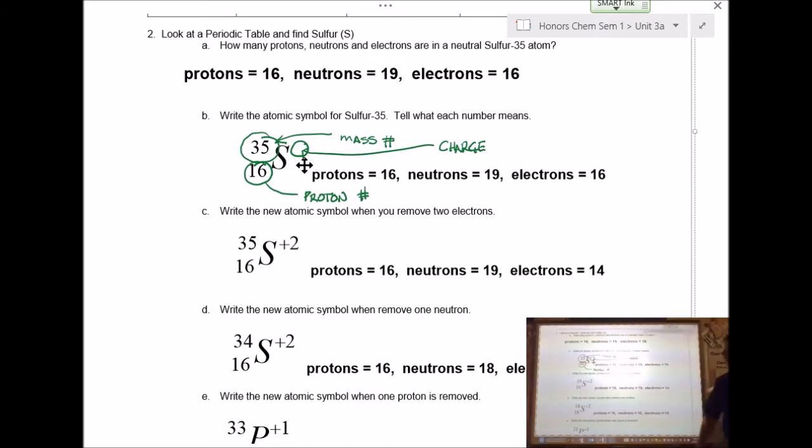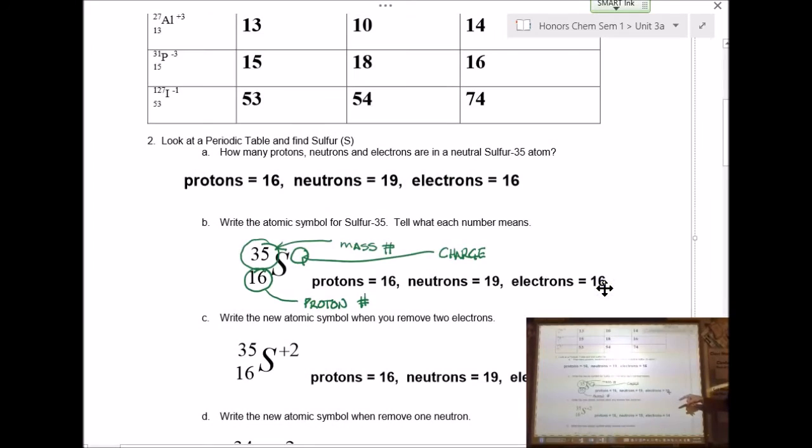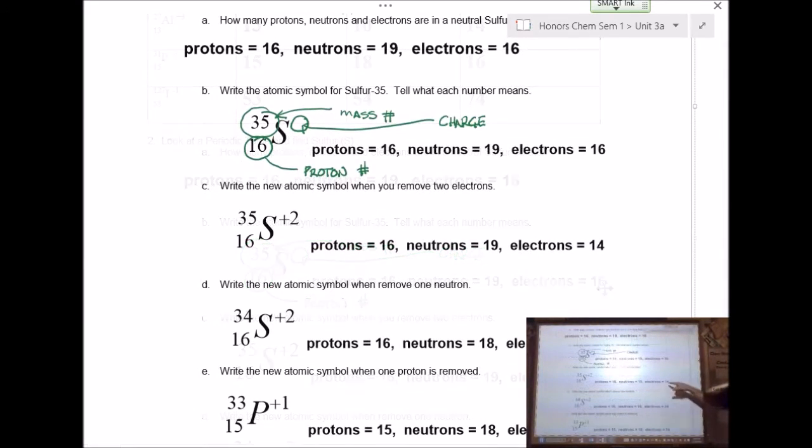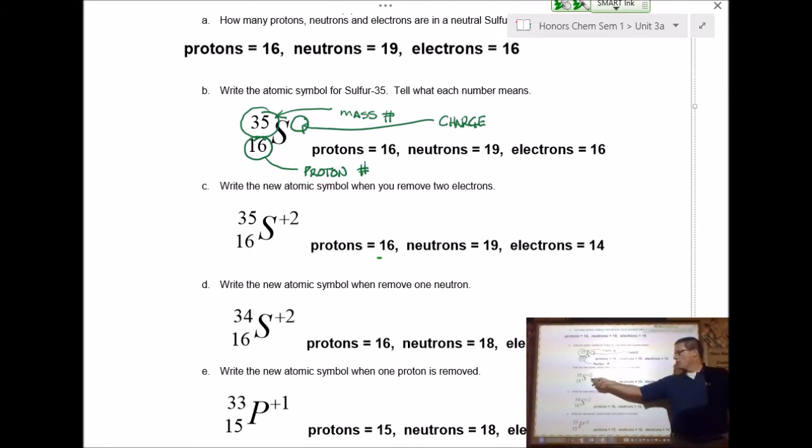Part C says write a new atomic symbol when you remove 2 electrons. So going from 16 electrons to 14 electrons because we took 2 away, what do we have more of? Protons than we do electrons. So that's why the charge is positive. I did that just because some people were like, hey, when we take 2 electrons away, that makes it more negative. No, the proton number will remain the same.